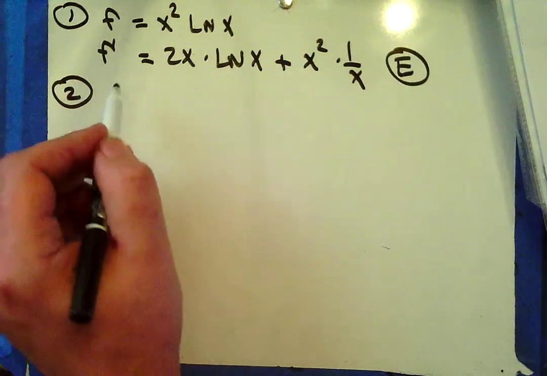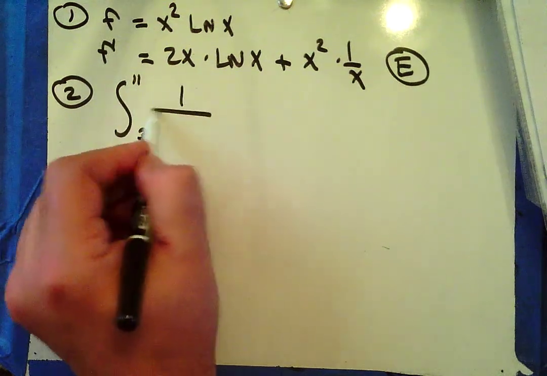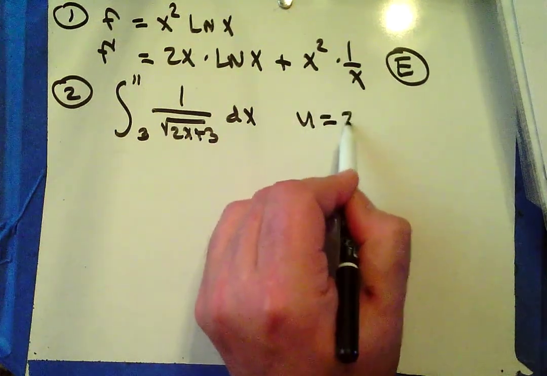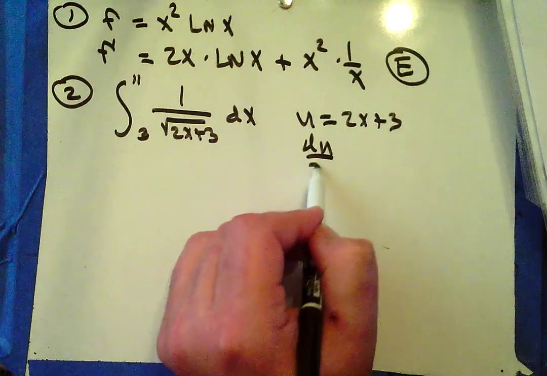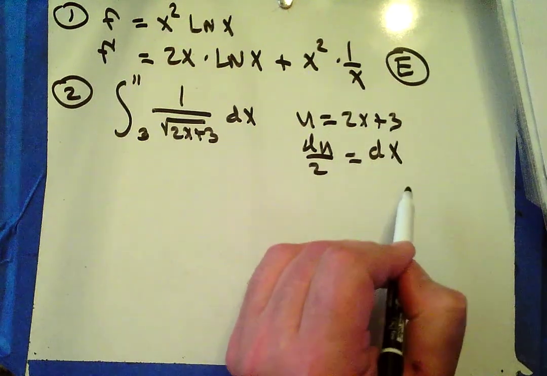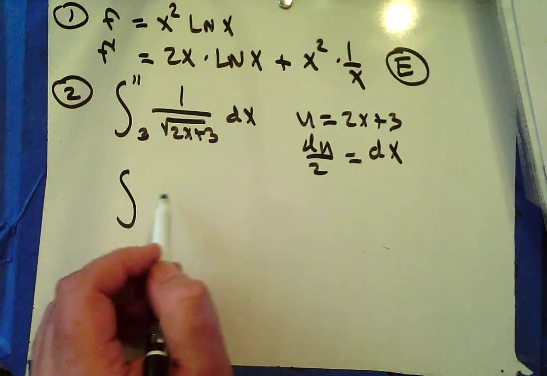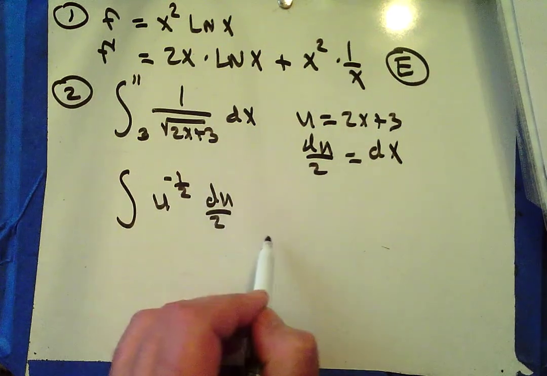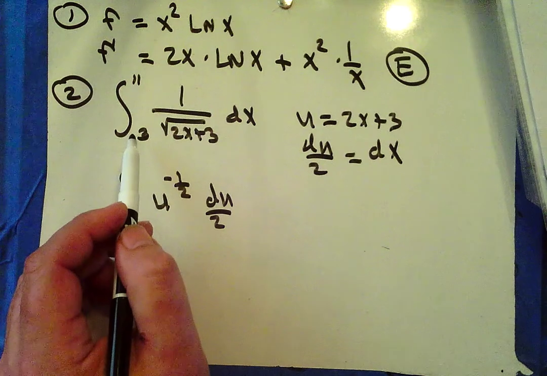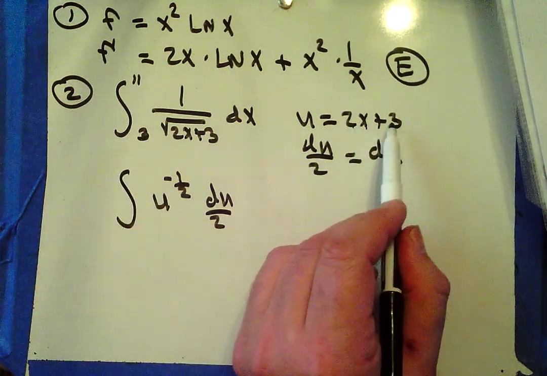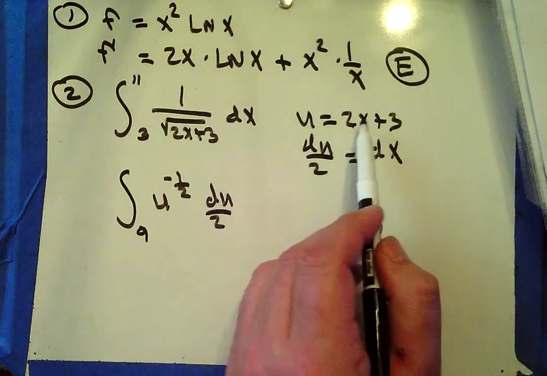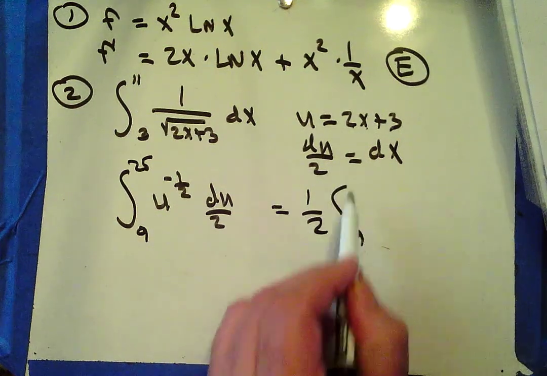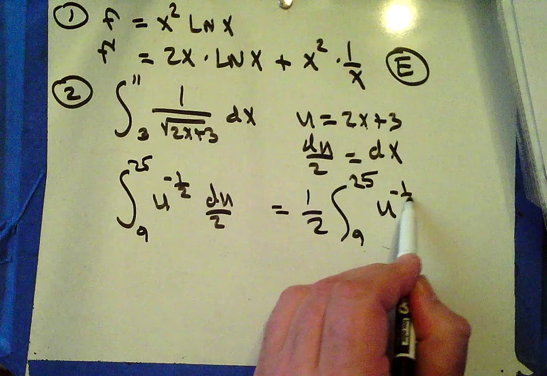Number 2, we've got the integral from 3 to 11 of 1 over square root 2x plus 3 dx. I'm going to say that u equals 2x plus 3. du over 2 equals dx. So then this becomes the integral of u to the minus 1/2 du over 2. And what about some u-bounds? If I plug a 3 in here, I get 9, and if I plug an 11 in here, I get 25. So I've got 1/2 the integral 9 to 25 of u to the minus 1/2.